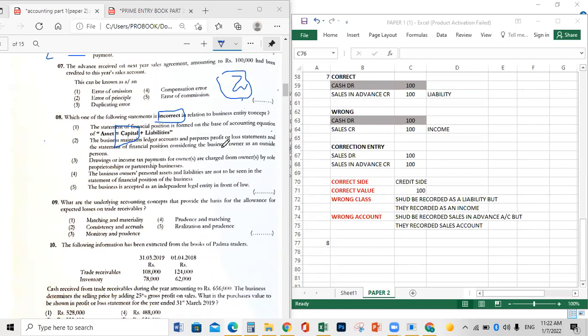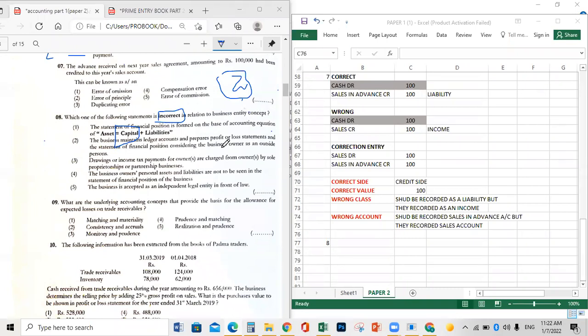We cannot take it as if it is our own expense, because entity concept says owner and business are two different people. Income tax which you pay for the owner is not relevant for the business. It's something relevant for the owner. Okay. Next one, the business owner's personal assets and liabilities are not to be seen in the statement of financial position. Now, guys, if the owner has a house, personal house, you can't record it as a business building.